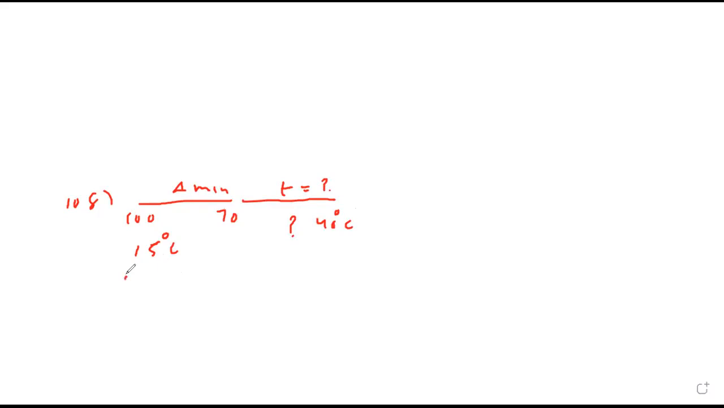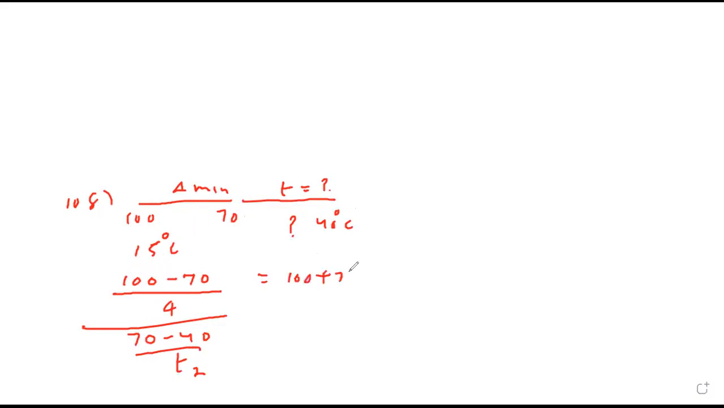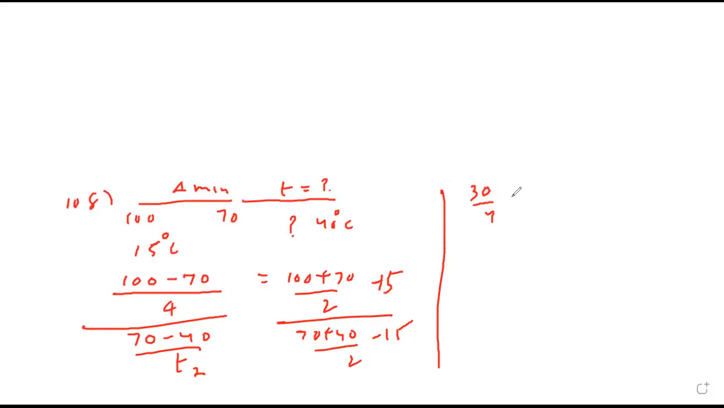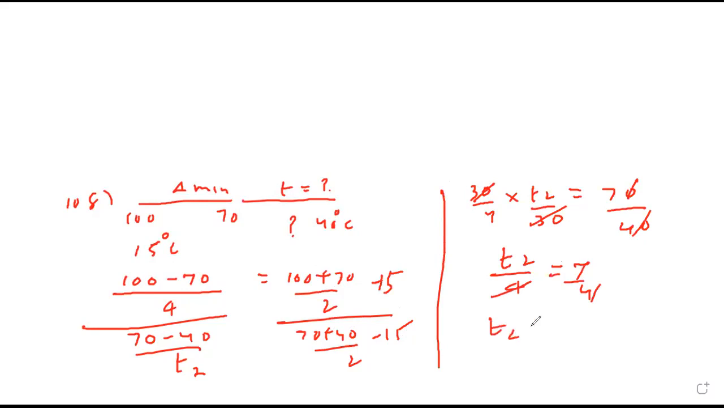Theta is average temperature. So directly I am writing. d theta is 100 minus 70, time is 4. Second interval 70 minus 40, time we have to calculate. C will get cancelled. 100 plus 70 upon 2 minus 50 upon 70 plus 40 upon 2 minus 50. So 30 by 4 into T2 by 30. 170 upon 2 is 85. 85 minus 50, 35. This is 110 upon 2, 55 minus 50, 5. So this will be T2 upon 4 will be 35 upon 5, that is 7 upon 1. Therefore T2 equal to 7.